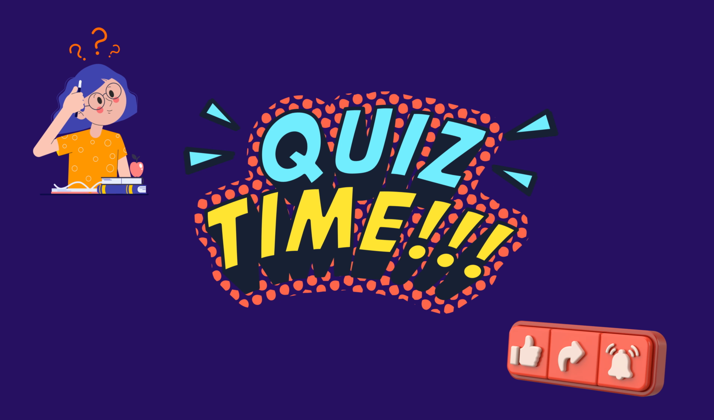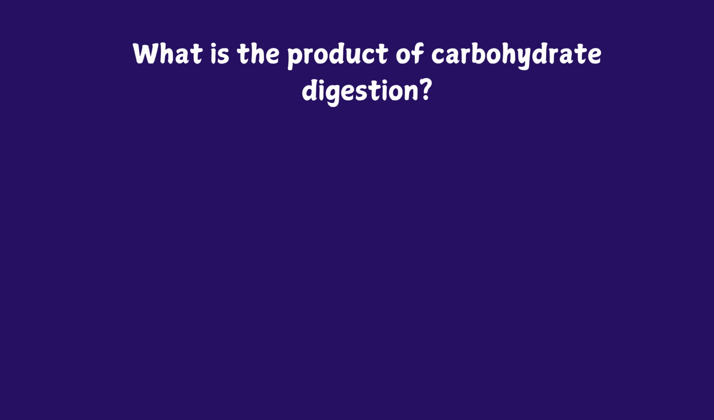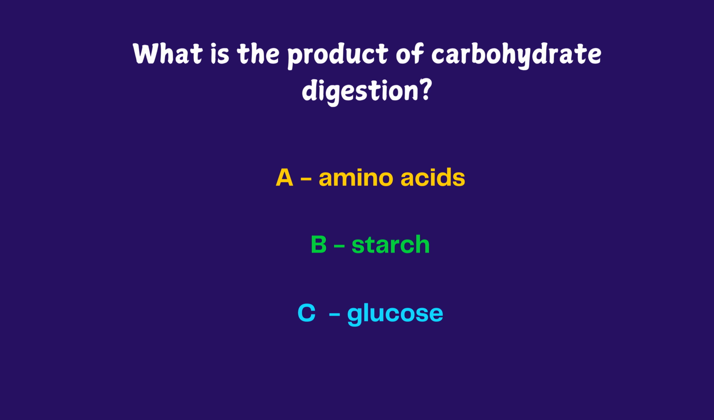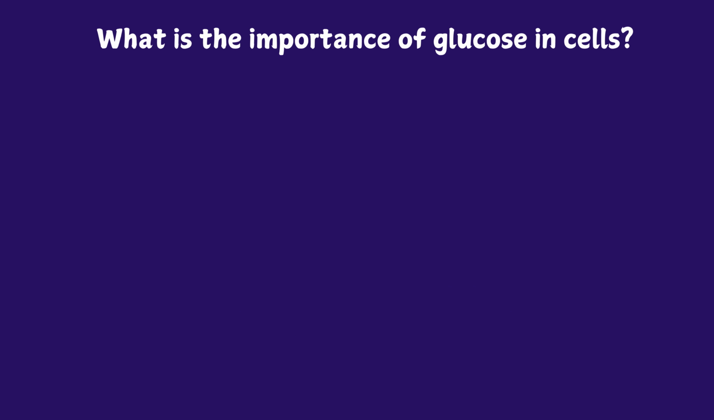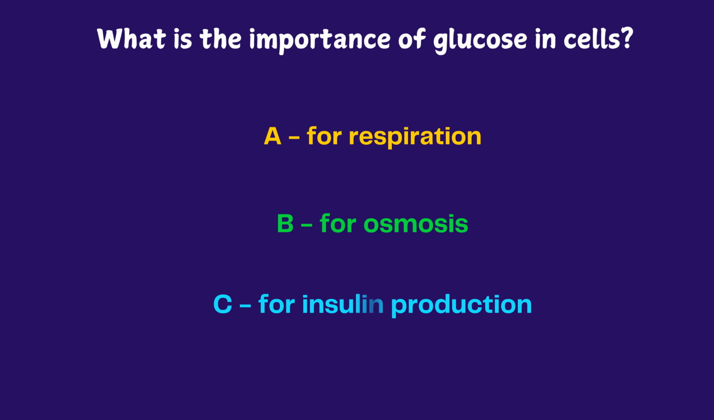It is now quiz time. Let us test our knowledge on this topic. First question. What is the product of carbohydrate digestion? Is it A, amino acids, B, starch, C, glucose? The answer is glucose. What is the importance of glucose in cells? Is it A, for respiration, B, for osmosis, C, for insulin production?